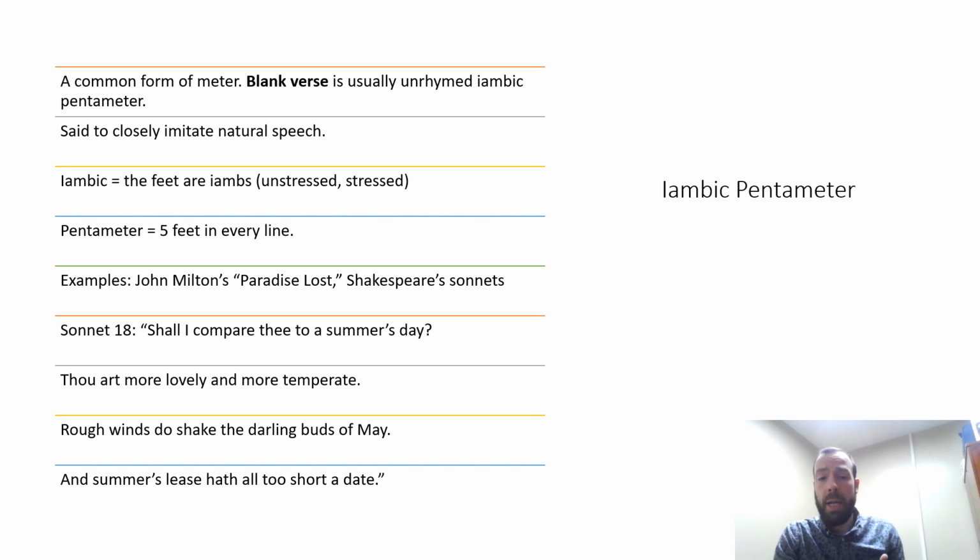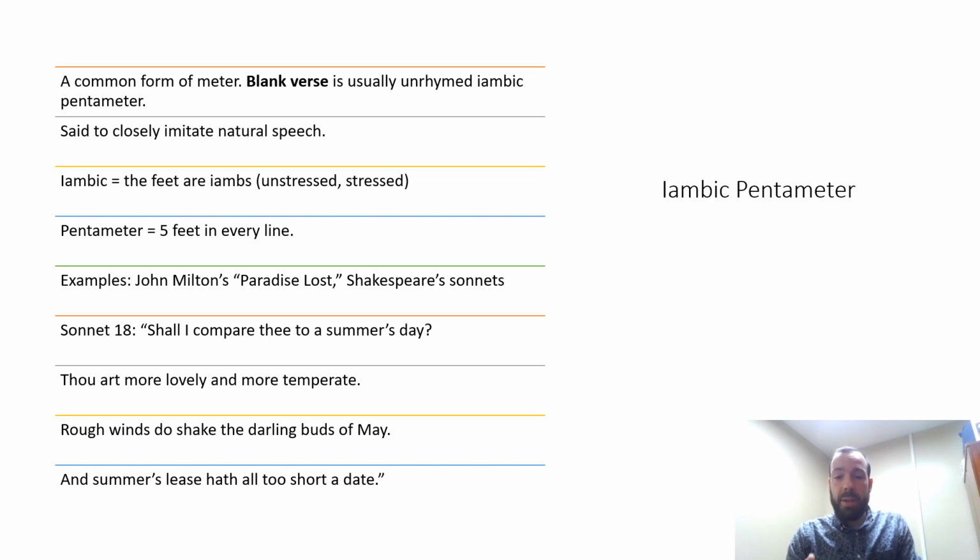You can hear that the rhyme scheme is A, B, A, B. The first and third line rhyme, day and May. The second and fourth line rhyme, temperate and date. But we're not focused on the rhyme scheme here. We're focused on the meter, iambic pentameter. So let's break it down.